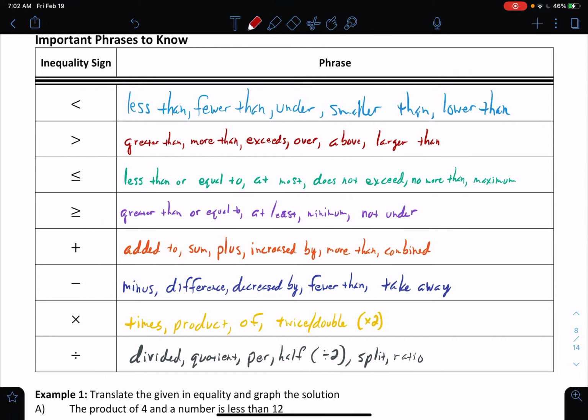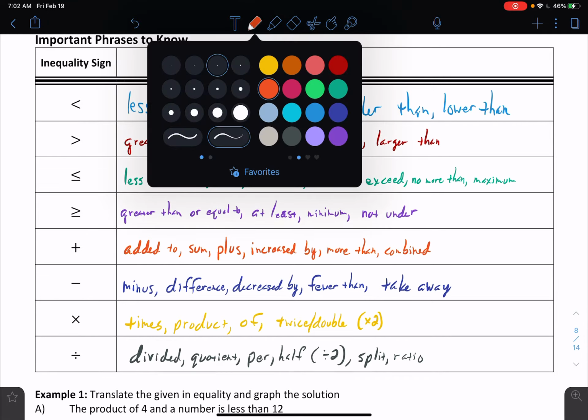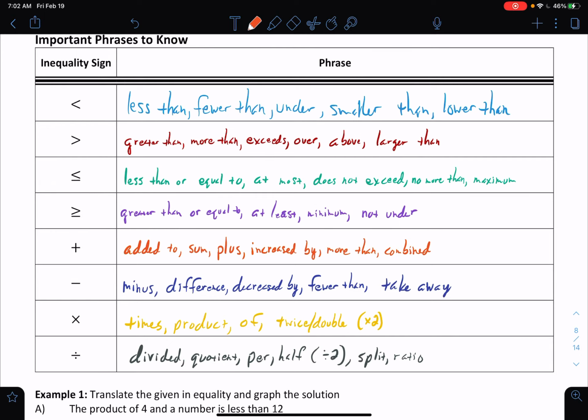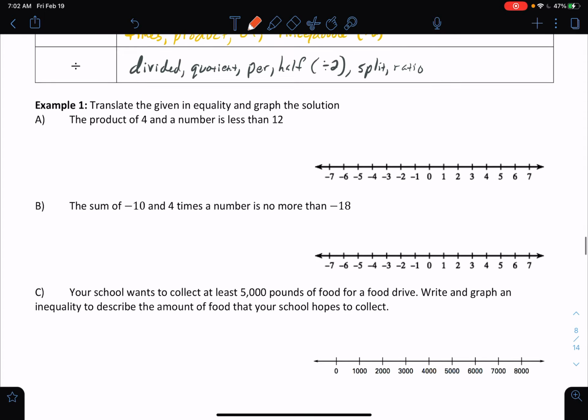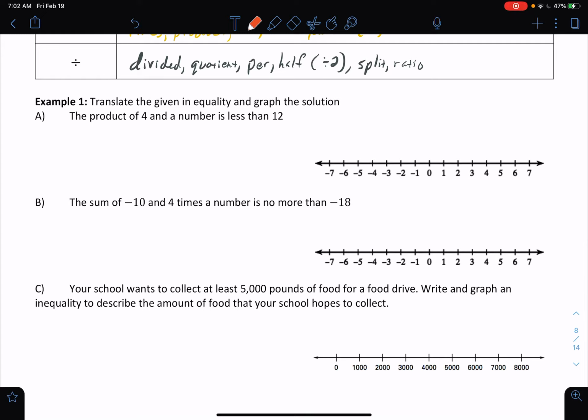All right, so now that we've got those phrases, let's use them. Let's translate an English sentence into a math sentence. The product of 4 and a number is less than 12. The product, which means multiplication, of 4 and a number, so I'm going to call that number x, is less than 12. So this is going to look like 4 times x is less than 12.